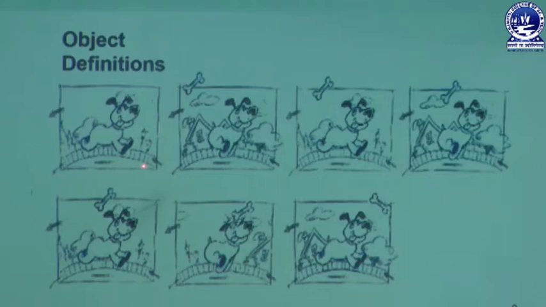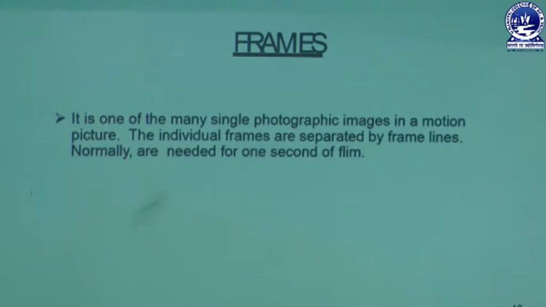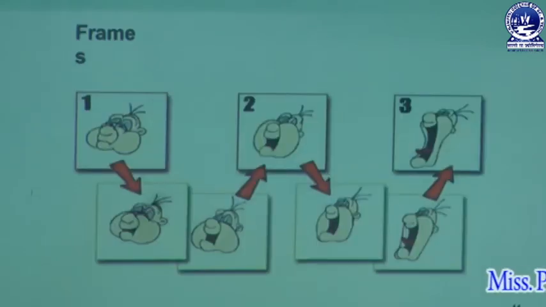That means here the pictures are stored. Here all the individual pictures store their own object information, whatever actions are required when moving from one location to another. Okay, now we go to our next concept, that's your frames. Here a frame is one of the many single photographic images in a motion picture. That means when any picture has to move from one location to another, that's your frames. The individual frames are separated by frame lines, normally needed per second. That's your structure of the frames.